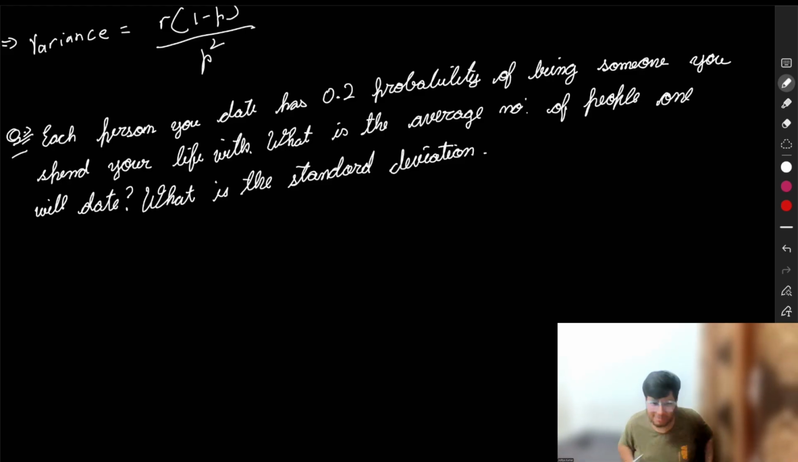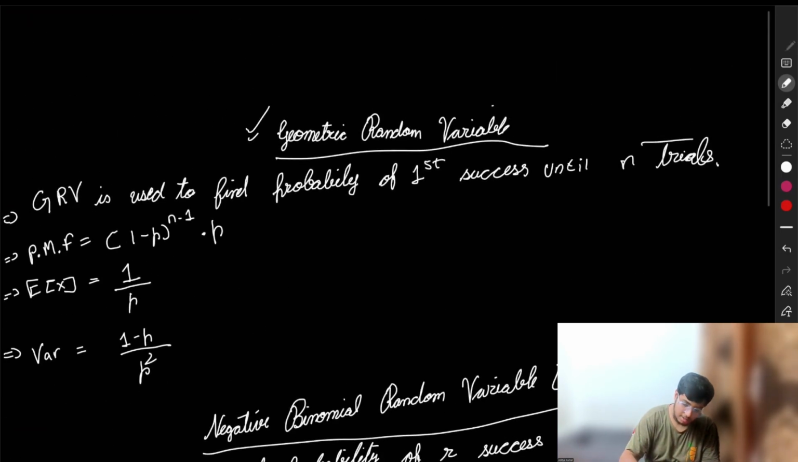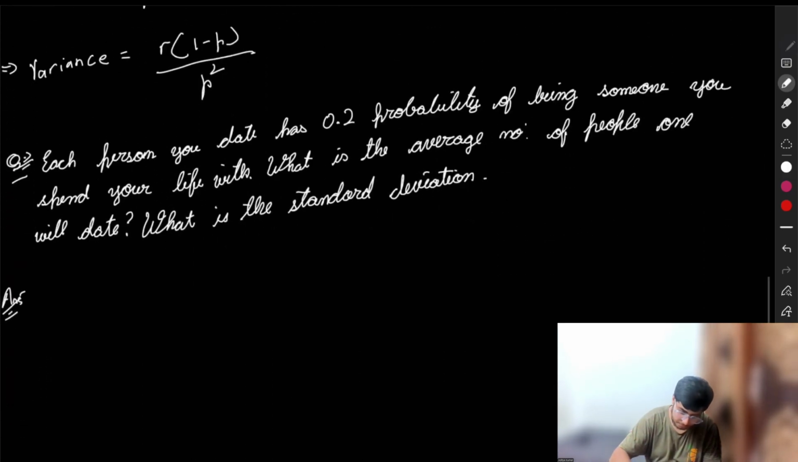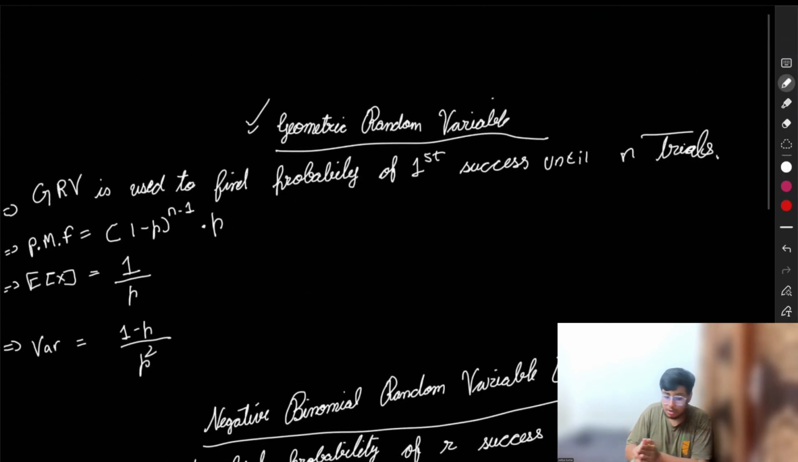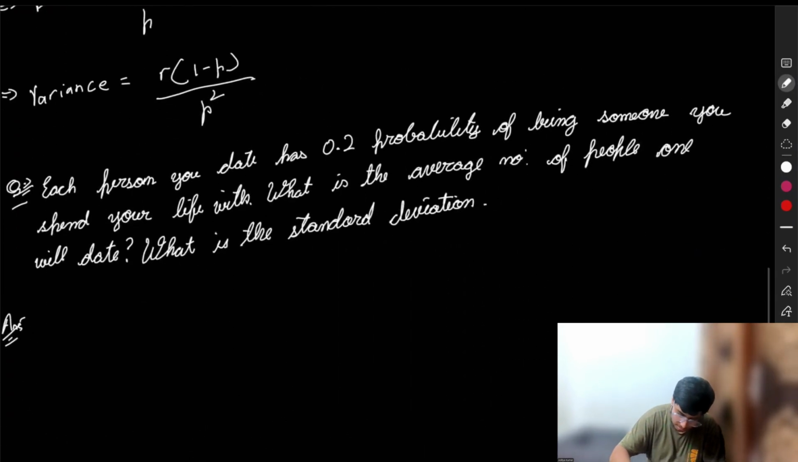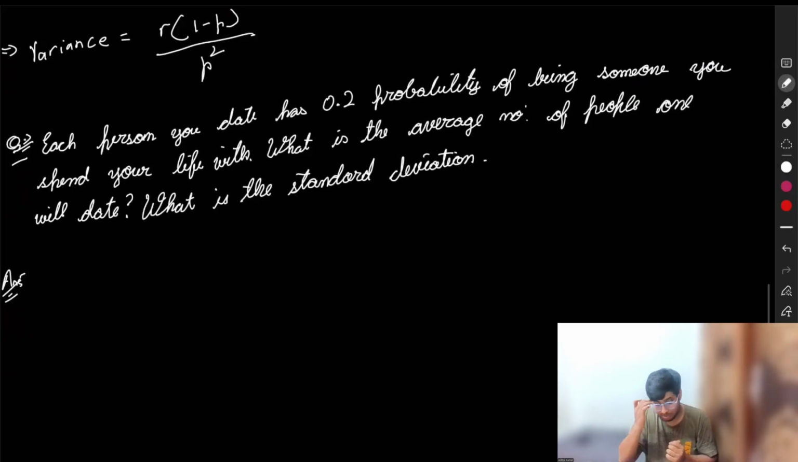I hope you have at least paused the video and tried to attempt the question. Now let's solve the question. Answer. First, let's read the question together. Each person you date has 0.2 probability of being someone you spend your life with. So this question seems to me a question of the geometric random variable. Why? Because the question describes the probability of first success until n tries, which is similar to the definition of the geometric random variable. So we are going to apply the geometric random variable.